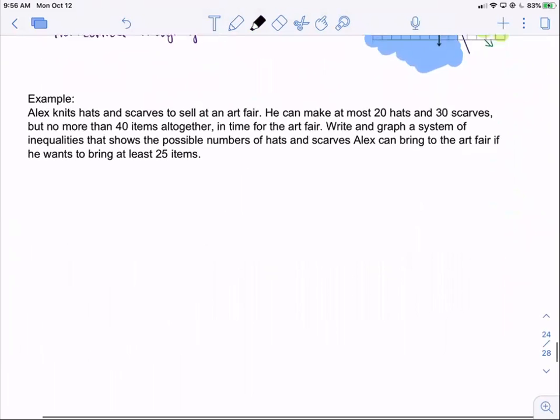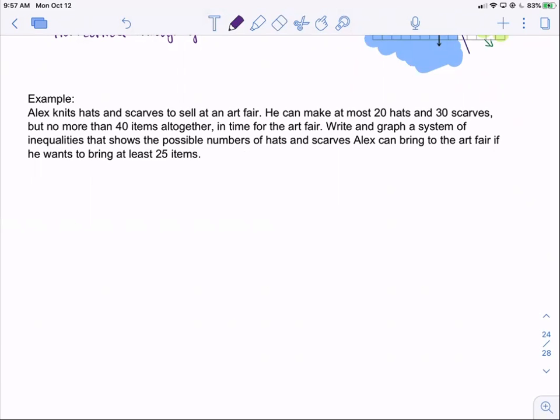Alex knits hats and scarves to sell at an art fair. He can make at most 20 hats and 30 scarves, but no more than 40 items altogether. In time for the art fair, write and graph a system of inequalities that shows the possible numbers of hats and scarves Alex can bring to the art fair if he wants to bring at least 25 items.